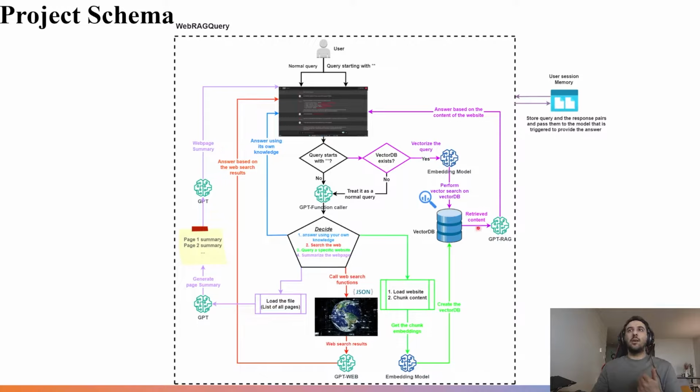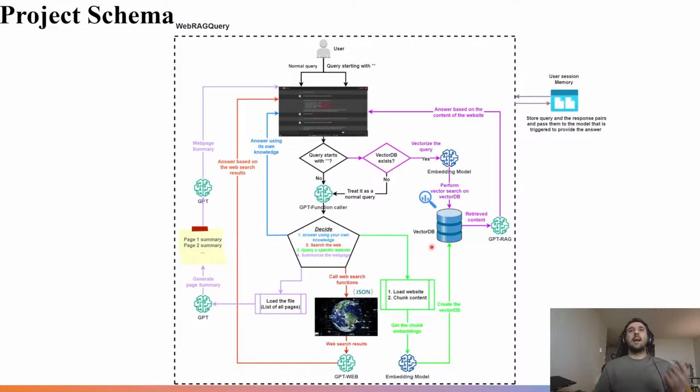pass it to another GPT model. So again, this GPT model is going to see my query, the retrieved content from the vector search result, along with the chat history. So it is going to give me the answer based on the content of the website. So this is the RAG side of our project.